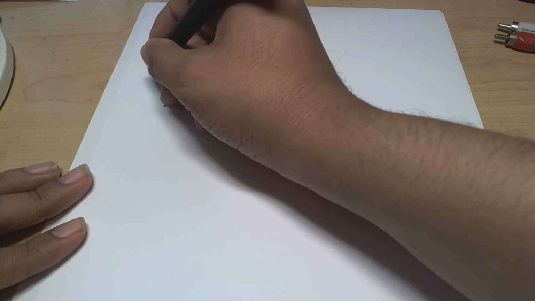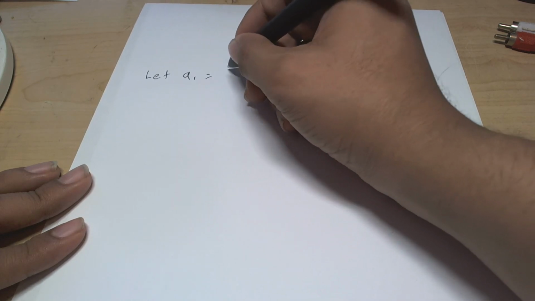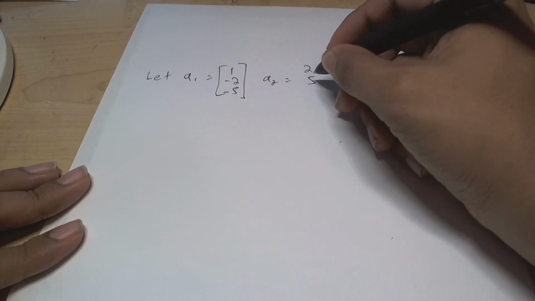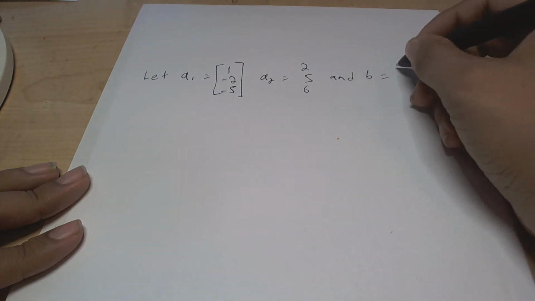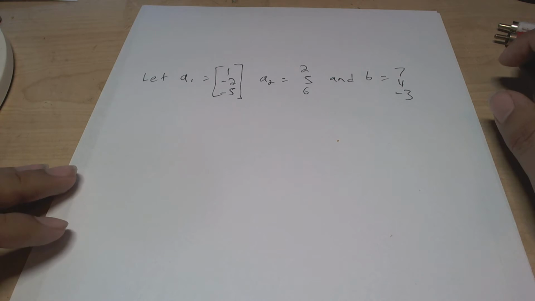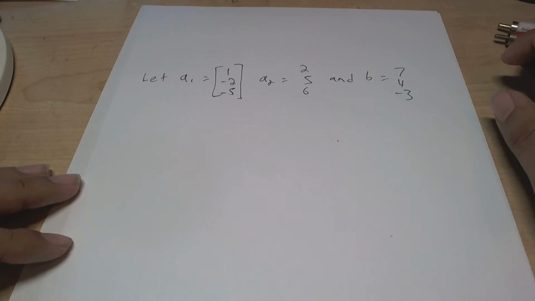So now what I'm going to do is go to example 5 in the book, which sheds a little light on what the homework and later sections will be asking for. Let me scroll down. Now it goes as follows. Let a sub 1 equal 1, negative 2, negative 5. A sub 2 equal 2, 5, 6. And B equals 7, 4, negative 3. So the question asks, determine whether B can be generated as a linear combination of A sub 1 and A sub 2. That is, determine whether weights x sub 1 and x sub 2 exist such that x sub 1 A sub 1 plus x sub 2 A sub 2 equals B.